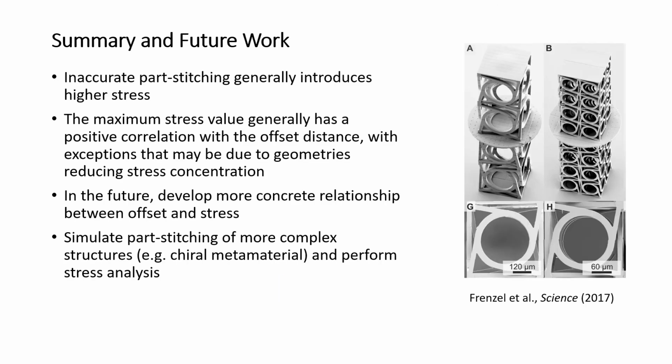In summary, the results show that inaccurate part stitching generally introduces higher stress. The maximum stress value generally has a positive correlation with the offset distance, with exceptions that may be due to geometries reducing stress concentration. In the future, work can be done to develop more concrete relationship between offset and stress, and more complex structures such as chiral metamaterial shown on the right can be simulated for part stitching.